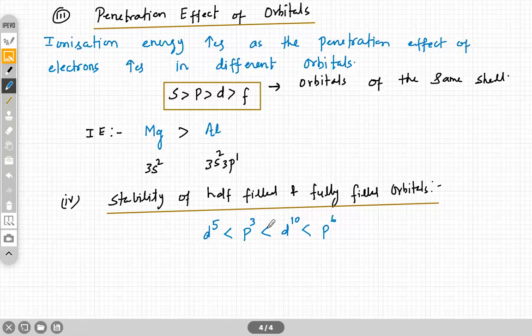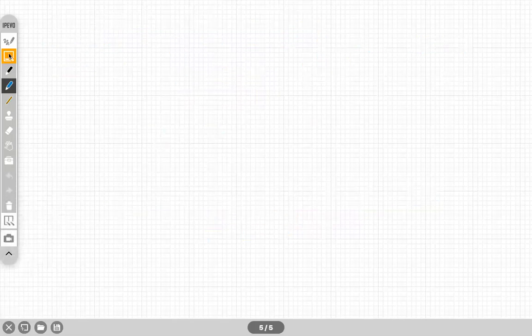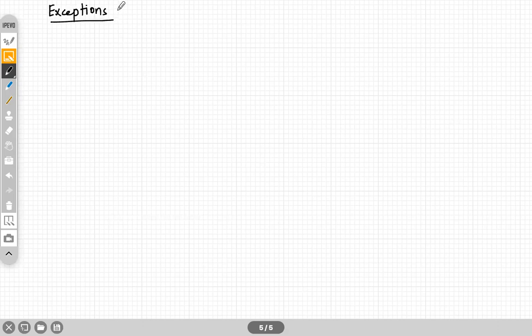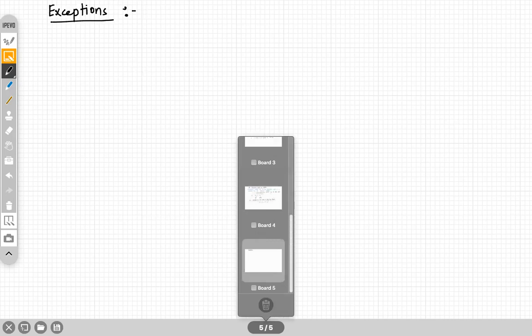Now we'll see some exceptions in the ionization energy. Yes, d5 has higher than d3 because d5 is more stable. Okay, Pranav, just a second, Shreyash. I'll go back.